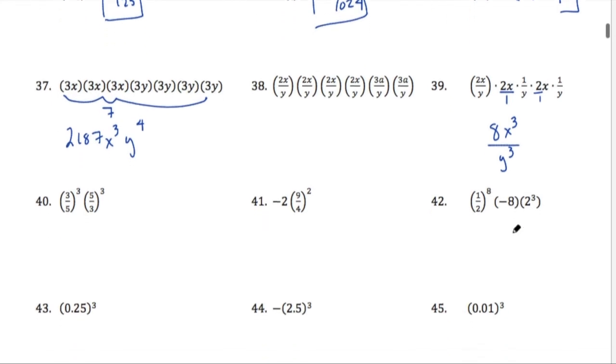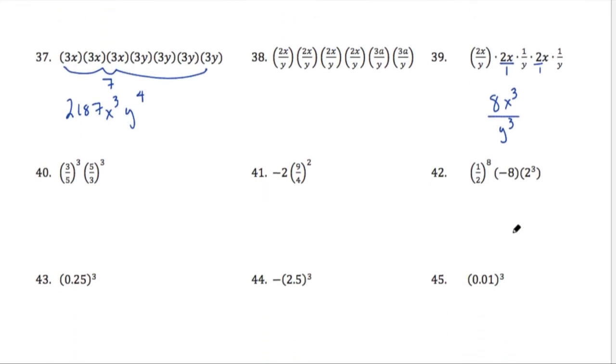All right, hunting around here. If I do number 42, 1/2 to the 8th is 1 over 256. Okay, and we're going to multiply that by negative 64. That's 2 to the third is 8, times negative 8 is negative 64. All right, so negative 64 goes into 256 negative 4 times, so we're left with negative 1/64.